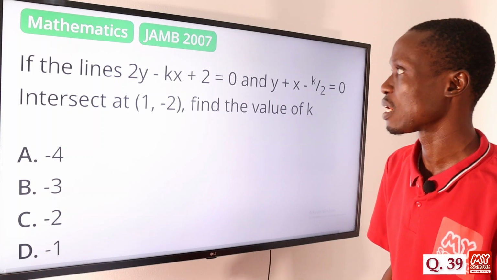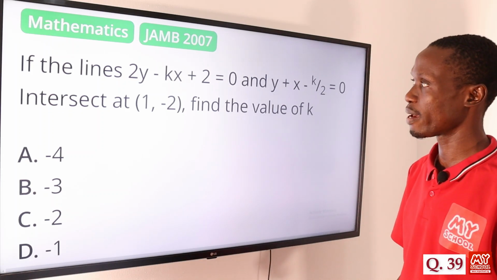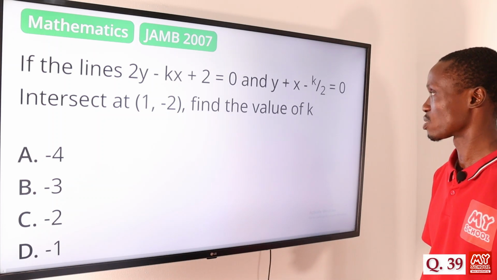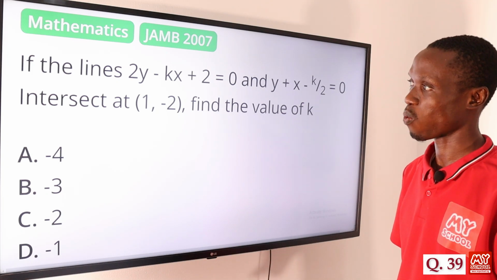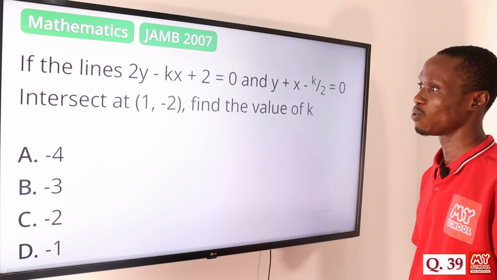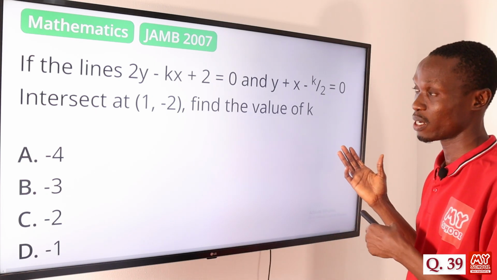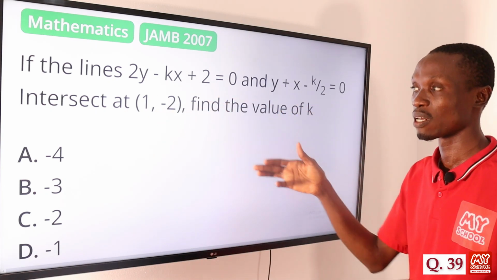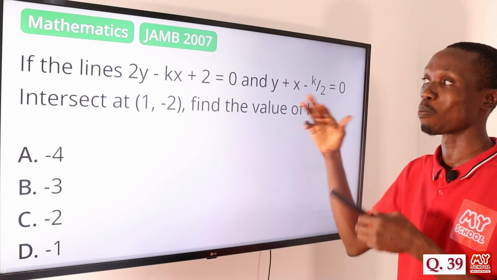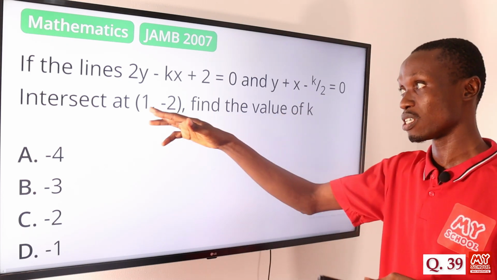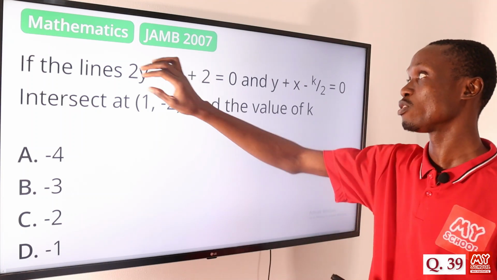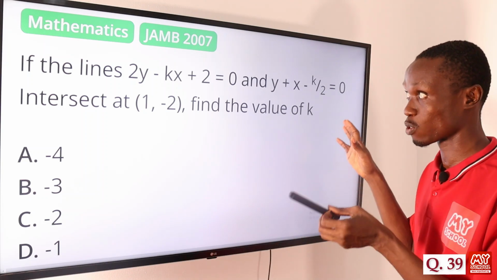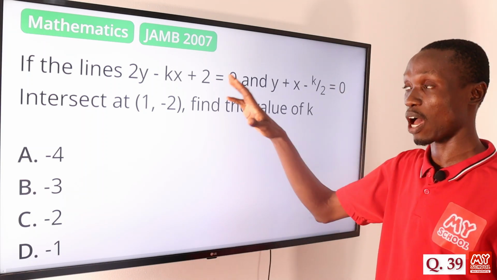Question 39. If the lines 2y minus kx plus 2 equals 0 and y plus x minus k over 2 equals 0 intersect at (1, -2), find the value of k. What you need to take note of here is that this point of intersection at (1, -2) simply implies that x is equals to 1 and y equals to -2. So we are going to substitute these two values for x and y into these lines to get simultaneous equations, which we will solve together to get the value of k.